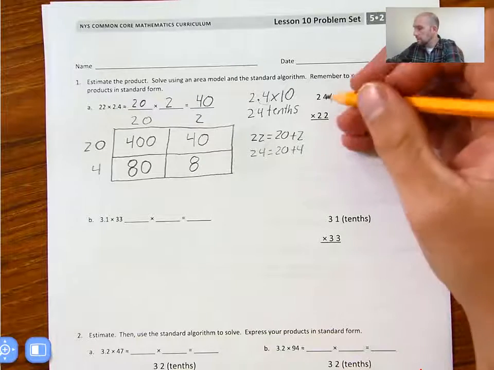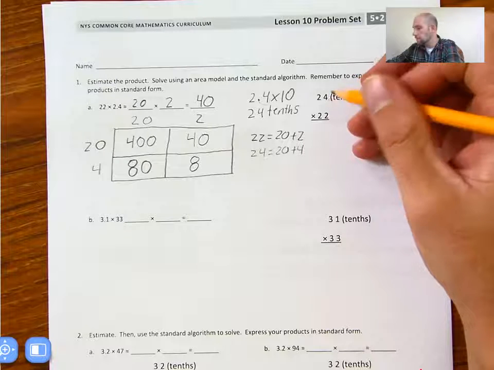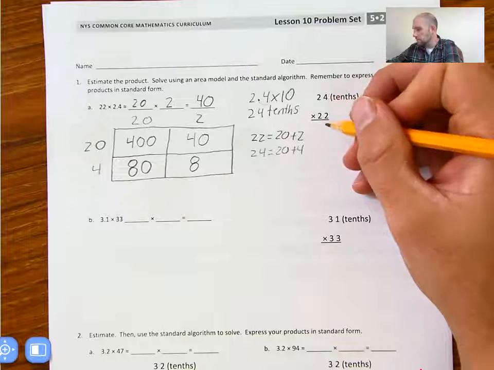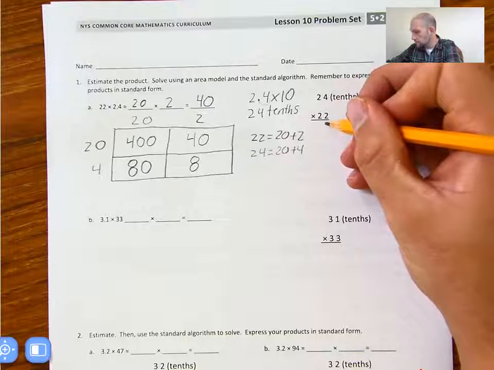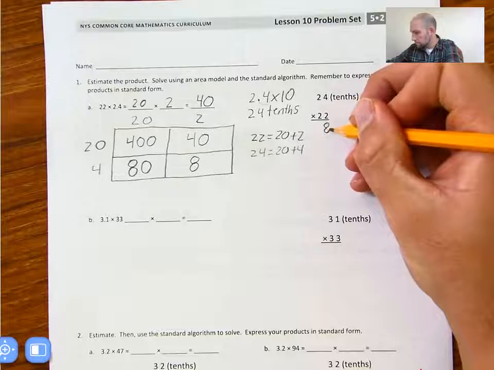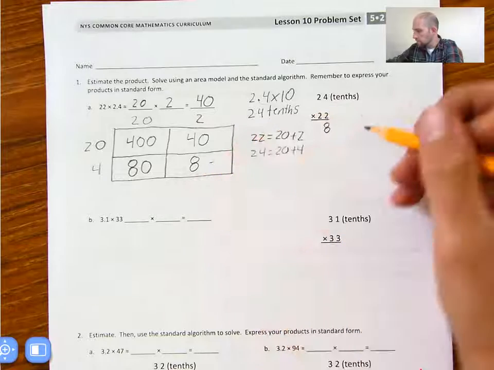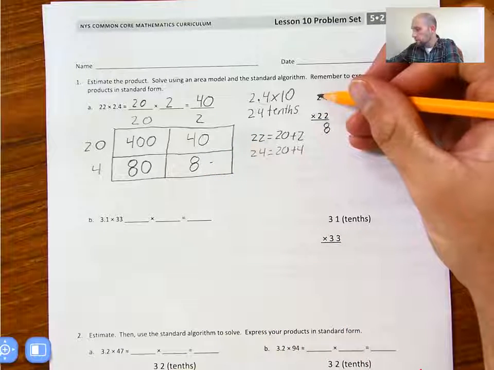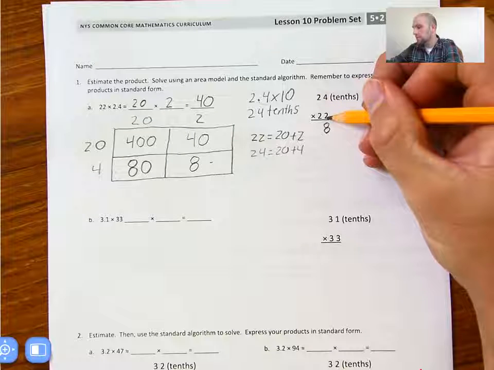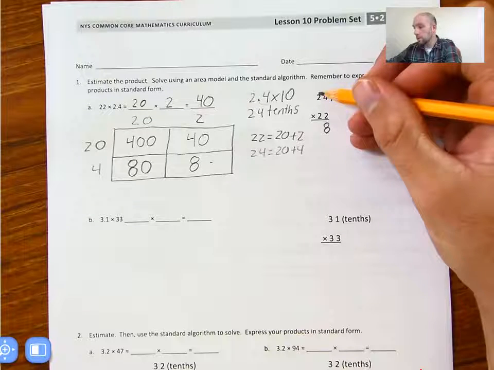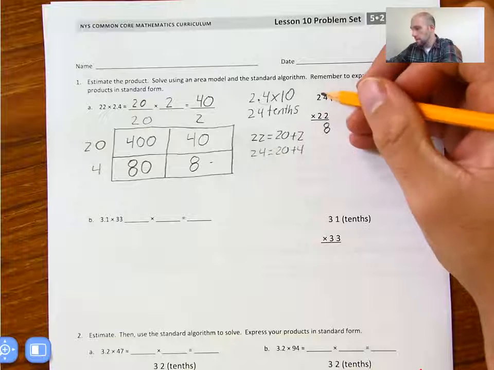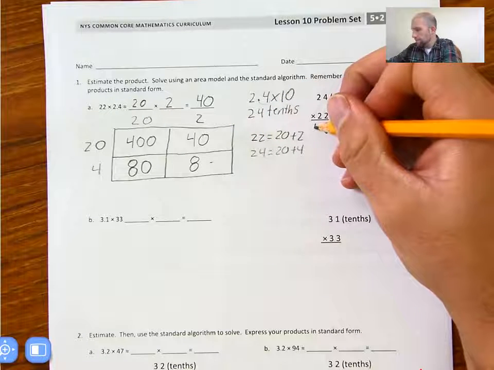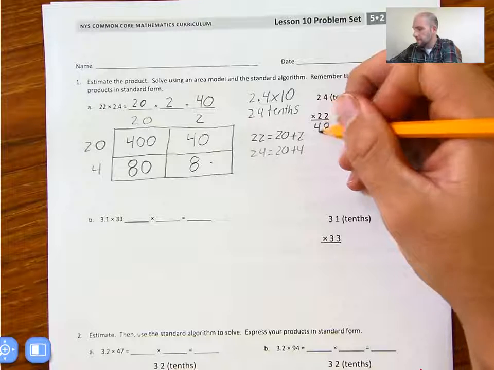Now let's do the same thing, but we're going to use our standard algorithm. So we'll do 4 times 2. 4 times 2 is 8. That's right here. Then we have 2 times 2, but it's not really 2 times 2, it's 20 times 2. And 20 times 2 is 40. So we'll put a 4 in our tens place.